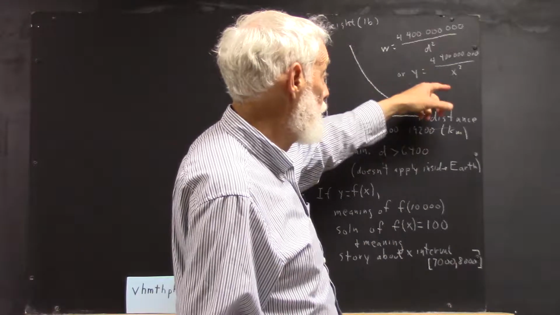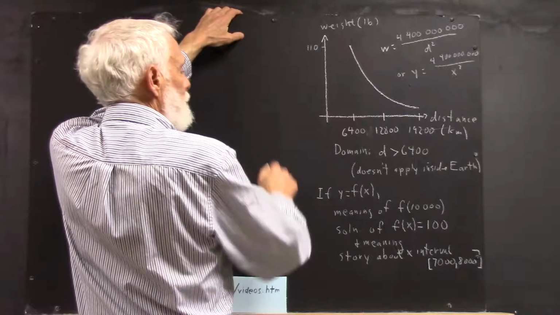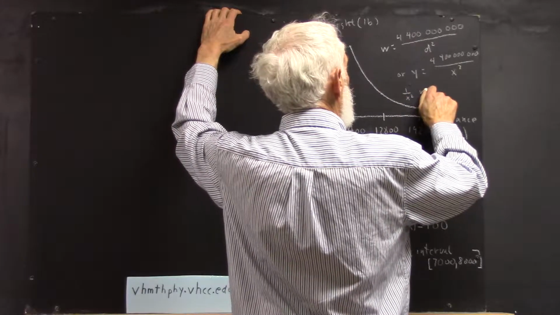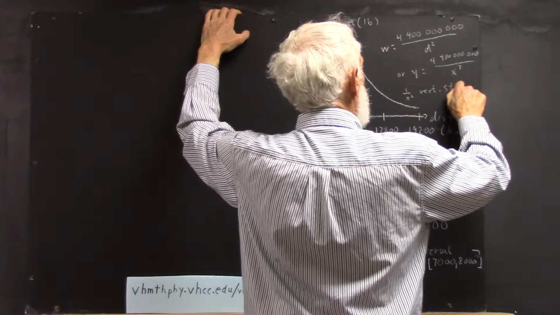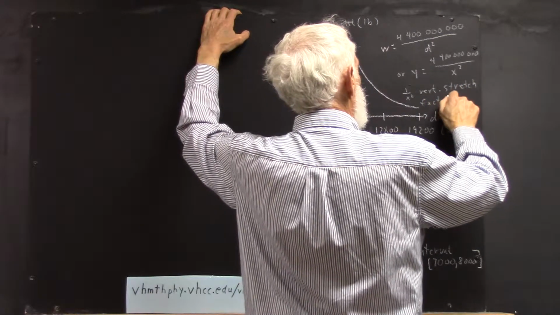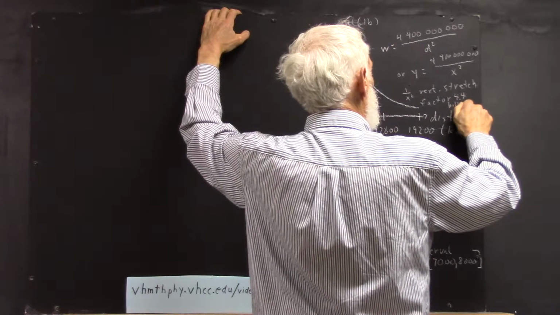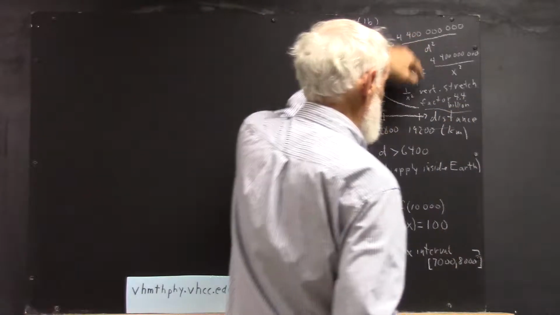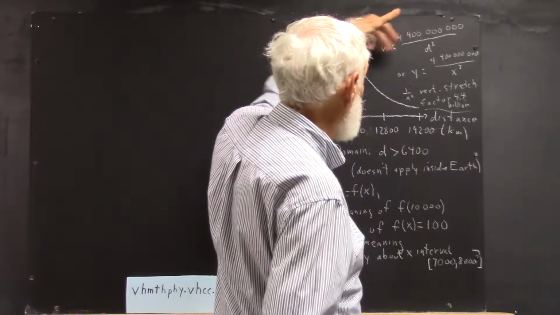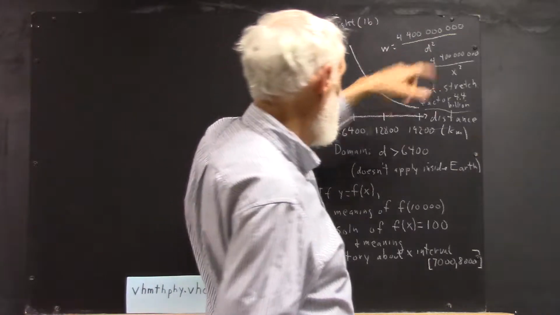It's very easy. This is just a stretched 1 over x squared graph. So this is like 1 over x squared, vertically stretched by a factor of 4.4 billion, which is just this number. So we multiply this number by 1 over x squared, we get this. And we can also use w and d for the y and the x, having more meaning, weight and distance. Okay.